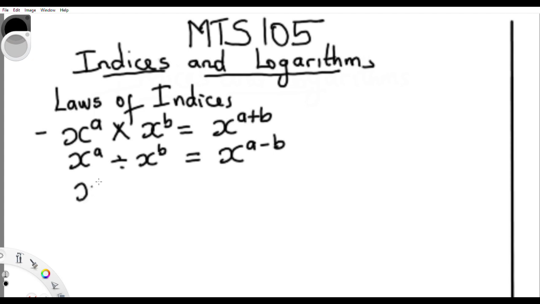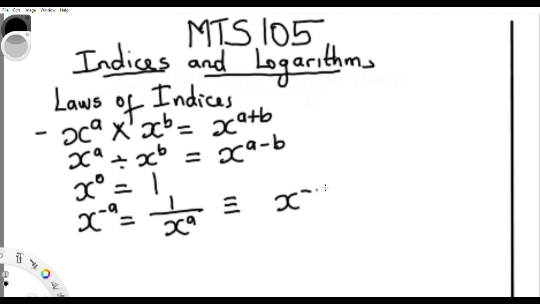Then we have x raised to the power of 0 to be 1. Likewise, we have x raised to the power of minus a to be 1 all over x raised to the power of a. And this is very reasonable, because since we know x raised to the power of minus a is still the same as x raised to the power of 0 minus a.